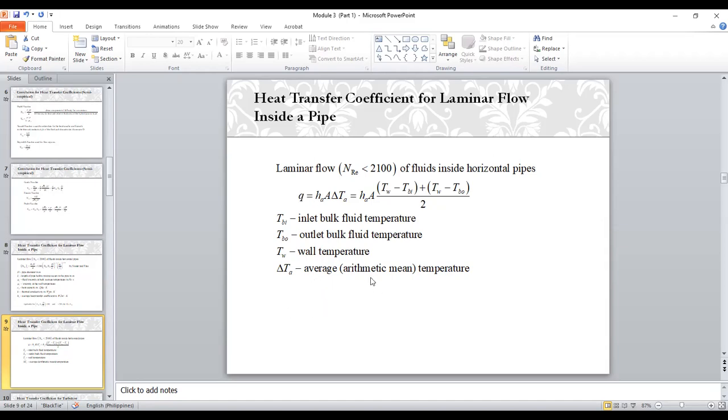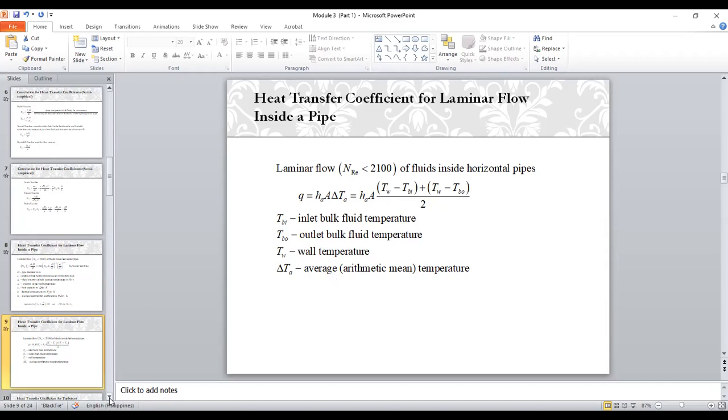So the average arithmetic mean temperature. When we speak of arithmetic mean temperature, simply put, class, you just add and divide by 2. That's the average arithmetic temperature. Now, the inlet bulk fluid temperature and the outlet bulk fluid temperature are normally stated by the problem. And of course, you have the wall temperature as T sub w. So that's for laminar flow.